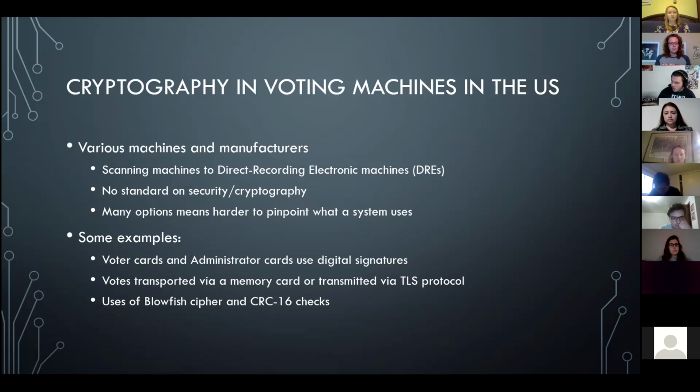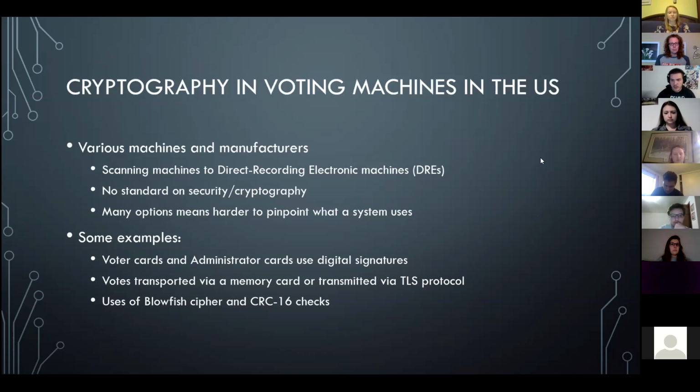In these reports, there were some ciphers found. There was use of a Blowfish cipher, which is a pretty old cipher from 1993. It is a symmetric block cipher. It's pretty secure, but there's a newer version out now. I think it's called Twofish, but the report is from 2007, so they probably upgraded. There are also some CRC16 checks, which we'll get into later. So there's a ton of different machines, a ton of different ways that they're used to be secure.